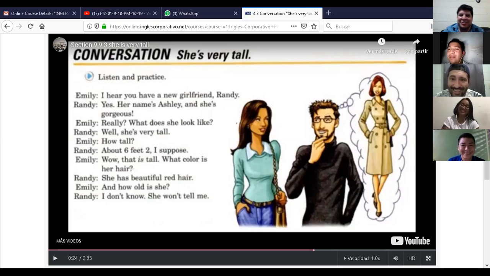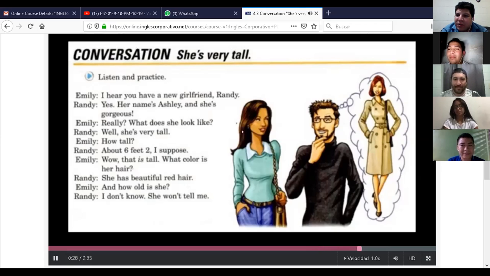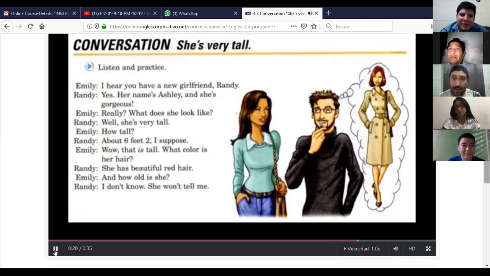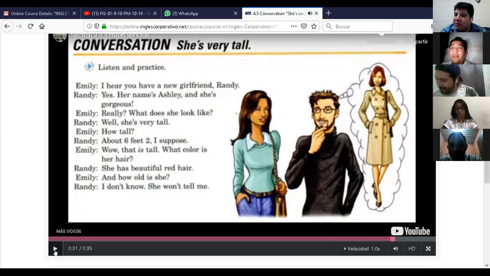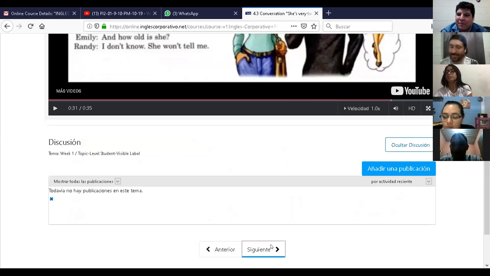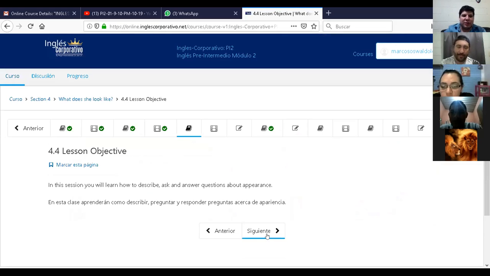Good job, guys. Fantastic. Little by little, I'm very happy with what I'm hearing. All right. So, any new vocabulary in this conversation? Gorgeous. Beautiful red hair. Gorgeous. All right. Fantastic. And what is gorgeous? Muy bonito. Demasiado bonita. Pretty. All right. So, let's go with the next one because we got to practice a lot.